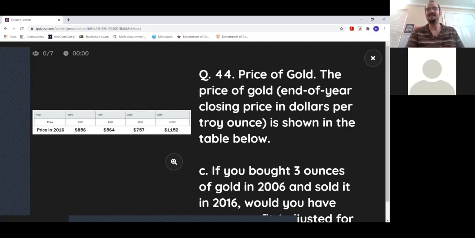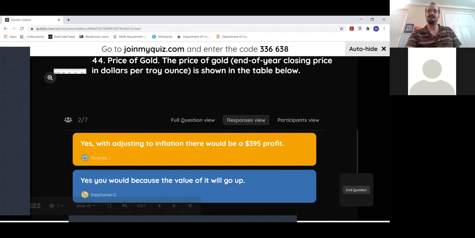But if we adjust for the inflation rate, we're not making anything. We'd be losing money if we did it from here to here, right? Or from here to here. You're making money if it goes up. You're losing money if it goes down. I think that's the final one. Yeah, it's going up.